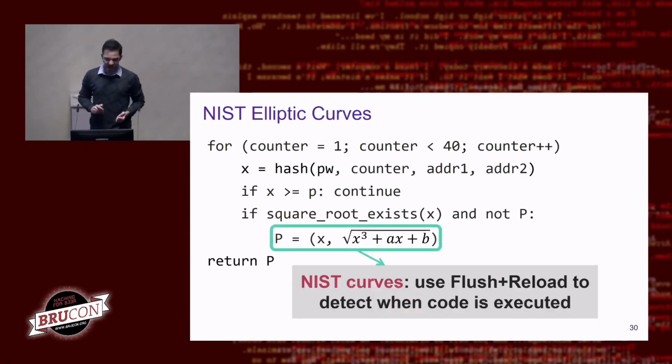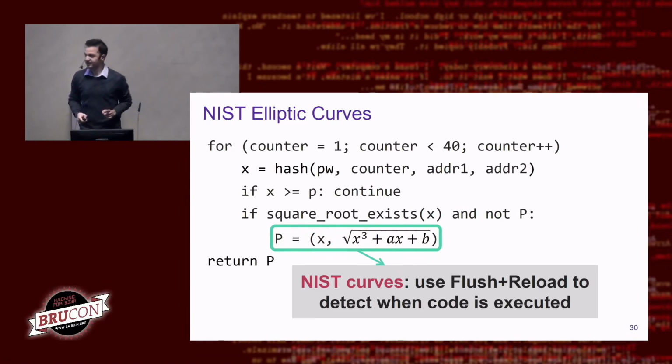And what we can do here is use Flush+Reload to detect when this piece of code is being executed. Now, you don't need to know the details of how Flush+Reload works. Just assume that as an adversary, we can determine whether this piece of code is executed, and we want to know in which iteration it is executed.